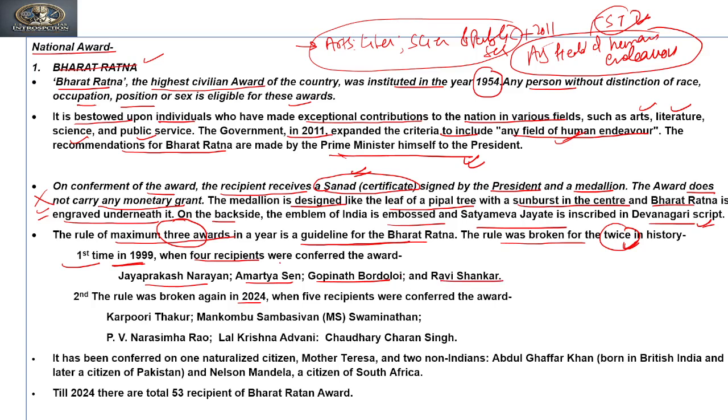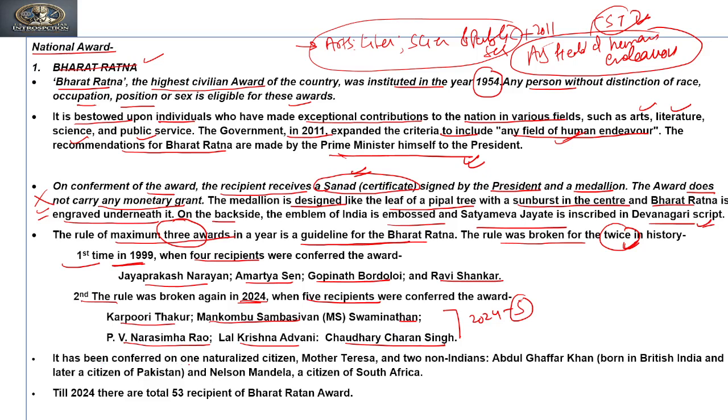So the first time it was broken in 1999, and the second time the rule was broken in 2024 when 5 recipients were conferred the award: Karpuri Thakur, Mankombu Sambasivan Swaminathan, M.S. Swaminathan, P.V. Narasimha Rao, Lal Krishna Advani, and Chaudhary Charan Singh. So in 2024, 5 awardees were given. So this is the second time when the rule was broken.